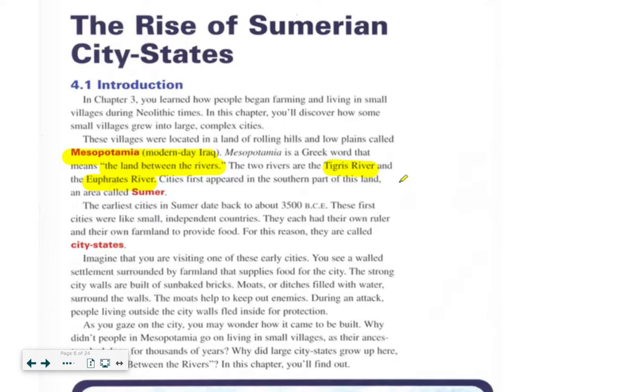They're called city-states because the first cities, and we're going to highlight this, were like small independent countries where each of them had their own ruler and their own farmland. That's called a city-state. The same way America has a president, the same way England has a king, all of these independent little city-states were like their own countries with their own rulers.